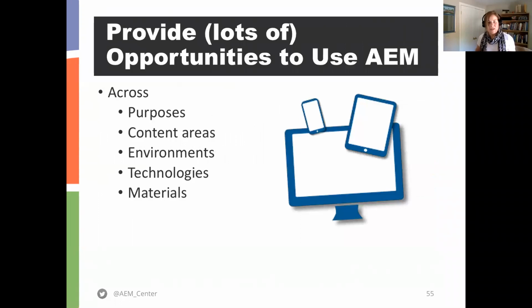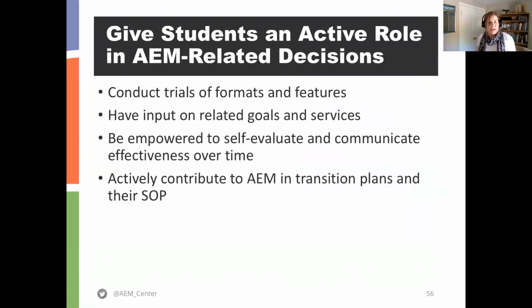Provide lots of opportunities to use accessible materials. So when they get to higher ed, they're going to have a lot of different materials and technologies coming at them, and the better prepared they are in K-12 to cope with the various materials and technologies they're going to be asked to use, the more likely they are to succeed. So give them opportunities to use accessible materials and technologies across purposes, content areas, environments, and various technologies and various materials. Of course, give them an active role in AIM-related decisions, so make sure that they have an opportunity to try various formats and various features. Let them take some risks.